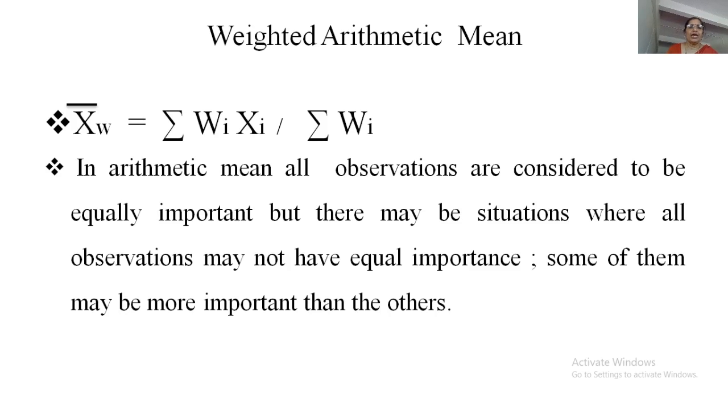In arithmetic mean, if you compute your simple arithmetic mean, x bar is x1 plus x2 plus up to xn upon n. That means you are giving the same weightage, that is 1 by n, to all observations. But in weighted mean, you have to give different weightage to different observations.